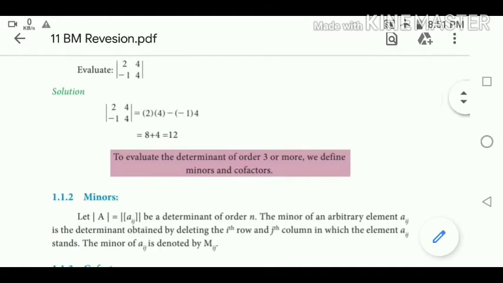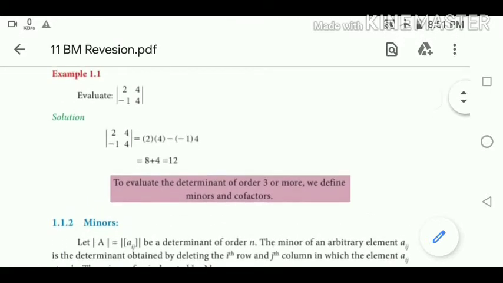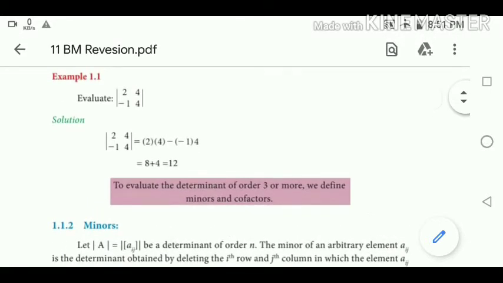To evaluate the determinants of order 3 or more, we define minors as well as cofactors. If it is a 2 into 2 matrix, it is very easy to find the value of the determinant by cross multiplying the main diagonal and subtracting the off diagonal multiplication. This is how we have to find the value of the determinants.